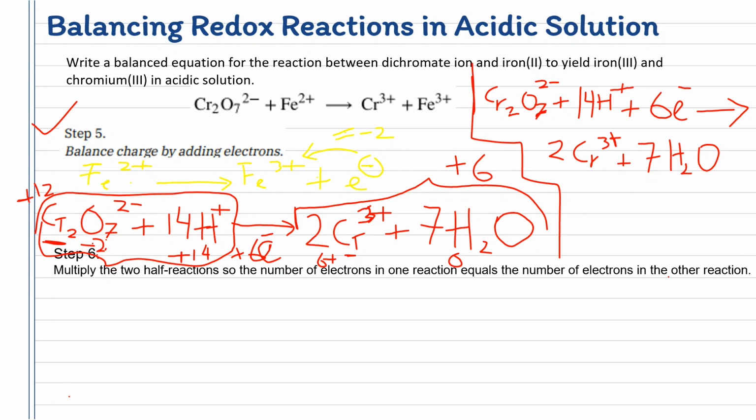We're comparing the two half reactions. So look at our half reaction in red, our electrons, the number is 6. Look at the half reaction in yellow.